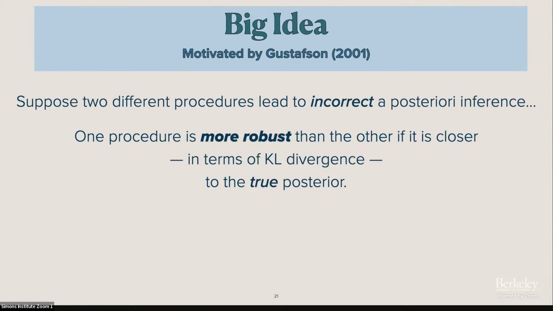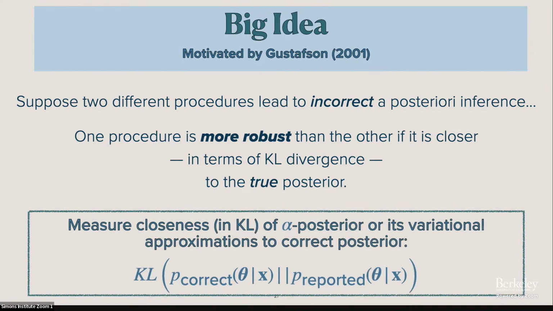And so the idea that we studied, which we believe is due to Gustafsson, is to use the KL divergence, right? I'm an information theorist, so why go too far away from the things I know and love? So the idea is we have two different procedures that lead to incorrect posterior inference. Procedure A, procedure B, they're both wrong, perhaps due to model misspecification or limited computational resources or whatever. We're still going to say one procedure is more robust than the other if it's closer to the truth in terms of KL divergence. So even though they're both wrong, we can still prefer one if it gets us closer to the truth.